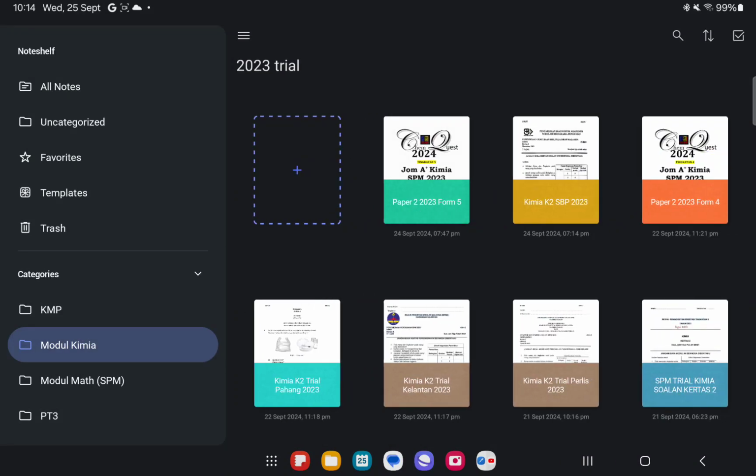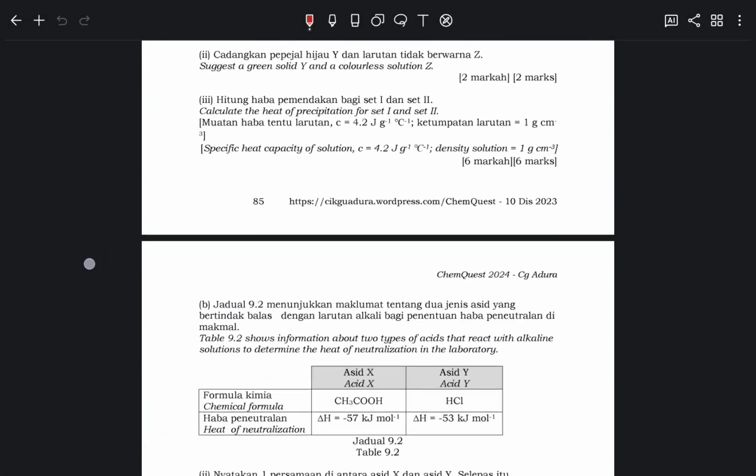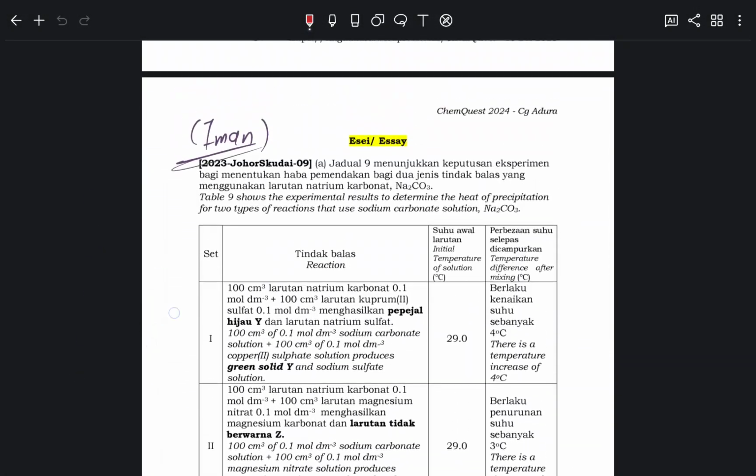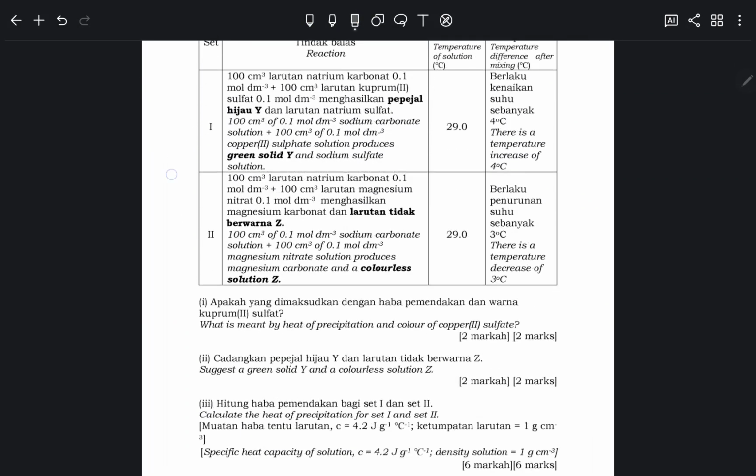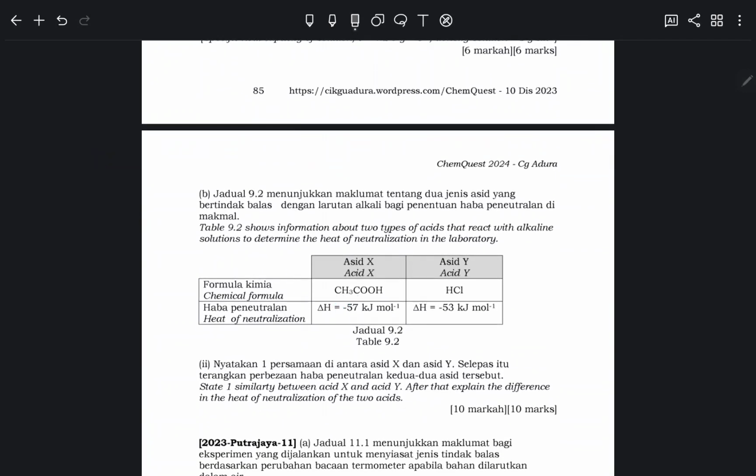Okay, 2020 Form 5. You can see this question. Ini soalan daripada Skudai Johor for 2023 about ethanoic acid and hydrochloric acid juga. What I'm trying to say is this question is literally same with your textbook and the answer also literally same with your textbook. It's just a difference in the first sentence. Nyatakan satu persamaan, to state the one similarity. Similarity is both are monoprotic acid je. And then you have to explain why the heat of neutralizations between the two acids are different. So you can try this question.